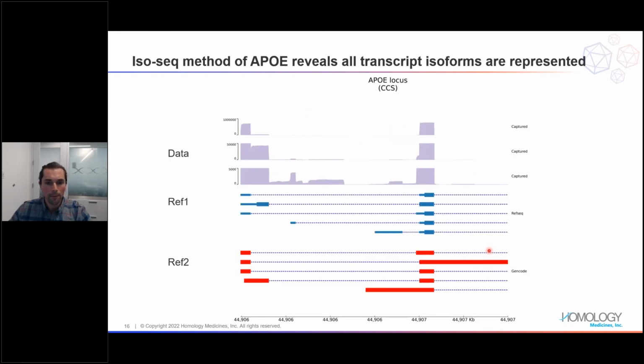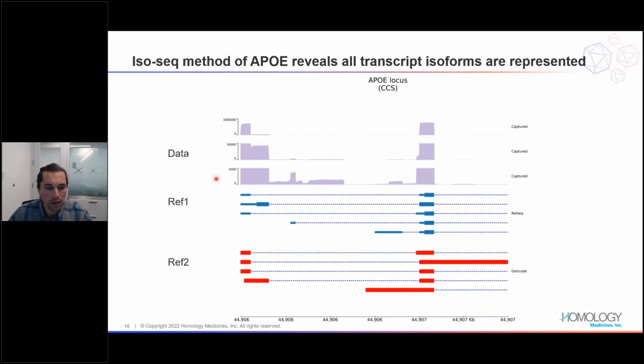Here, we're also looking at some ApoE data. This is our ApoE data up at the top in purple, compared to two different references. Ref 1 and 2 are from RefSeq and GenCode, respectively. It's the same data, just zoomed in, so you get higher and higher resolution, if you can appreciate the y-axis going from 0 to 1 million up at the top, 0 to 50,000, and 0 to 5,000. So we can focus on this 0 to 5,000 view here.